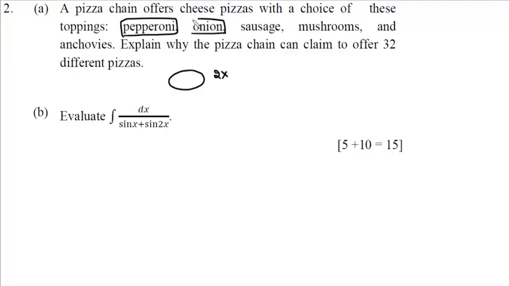Now for onion also, we have 2 options. In the same way, we have 2 options for each of these 5 toppings. So total number of combinations of these 5 toppings is nothing but 2 to the power 5, and that is 32. So this pizza chain can claim to offer 32 different pizzas.